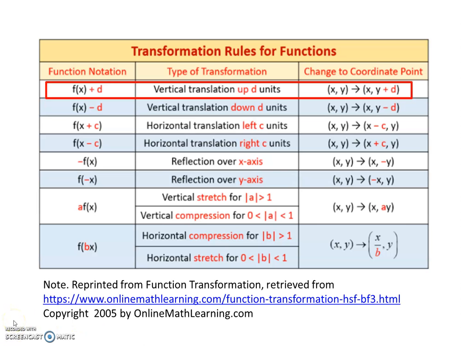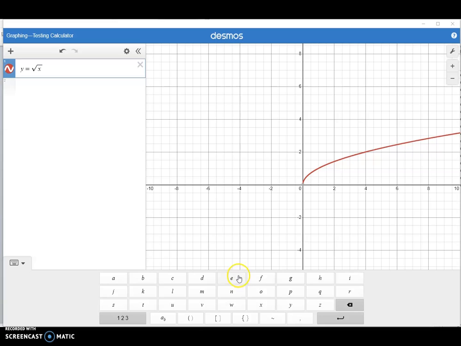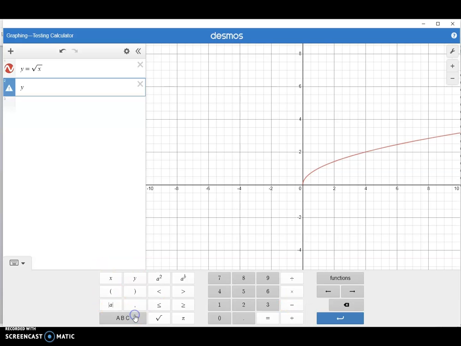Our first transformation is f of x plus d, where the d is outside of the parentheses. According to this table, it is a vertical translation up by d units. Okay, let's take a look at the graphs on Desmos. All right, so to begin with, this is our graph of the parent function. So what happens if you add a number outside of the radical sign?